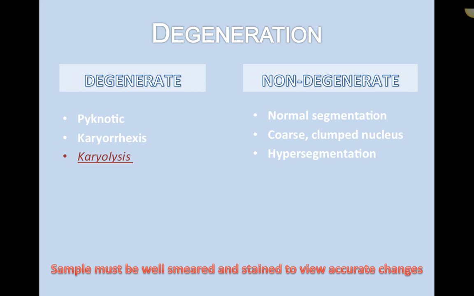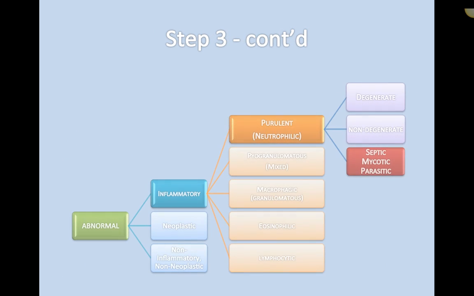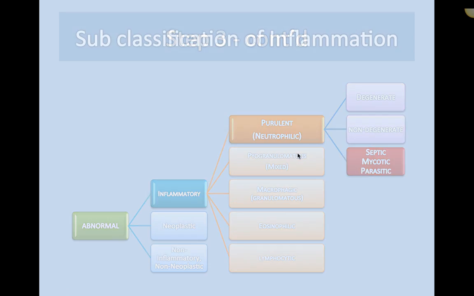Okay, so just a little recap. What is degenerate versus non-degenerate? Always keep in mind your sample has to be well smeared and stained to view accurate changes. You don't want a lot of smushed cells, so basket cells, smudge cells. Always look for an intact cytoplasm as well. Okay, further, so again, just attach these three little categories also to pyogranulomatous.